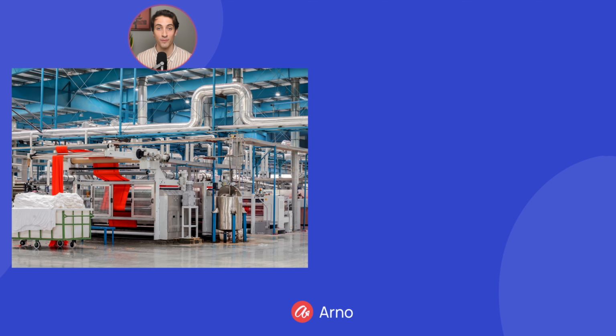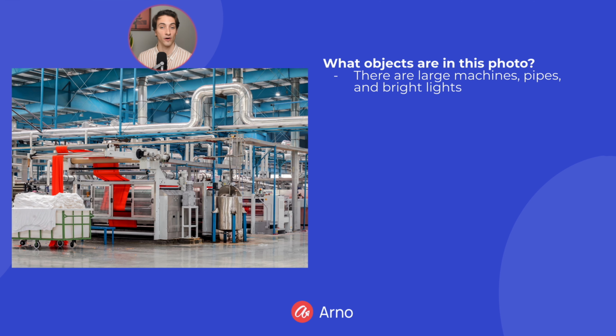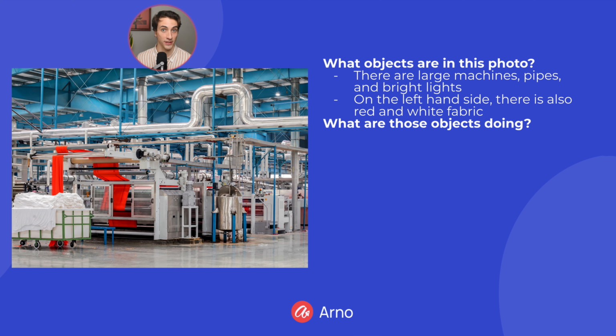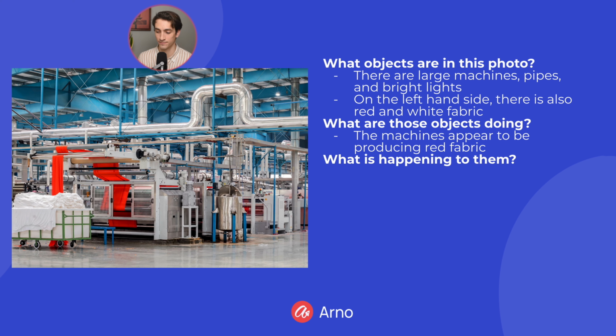Let's look at one more example, this time of an image that doesn't have people in it. What objects are in this photo? There are large machines, pipes, and bright lights. On the left-hand side, there is also red and white fabric. What are those objects doing? The machines appear to be producing red fabric. What is happening to them? The red fabric is being stretched and rolled by one of the machines.